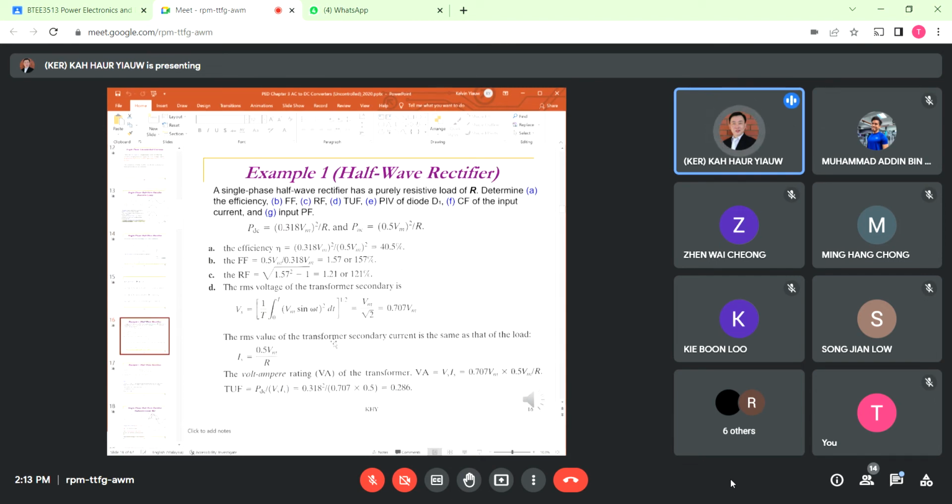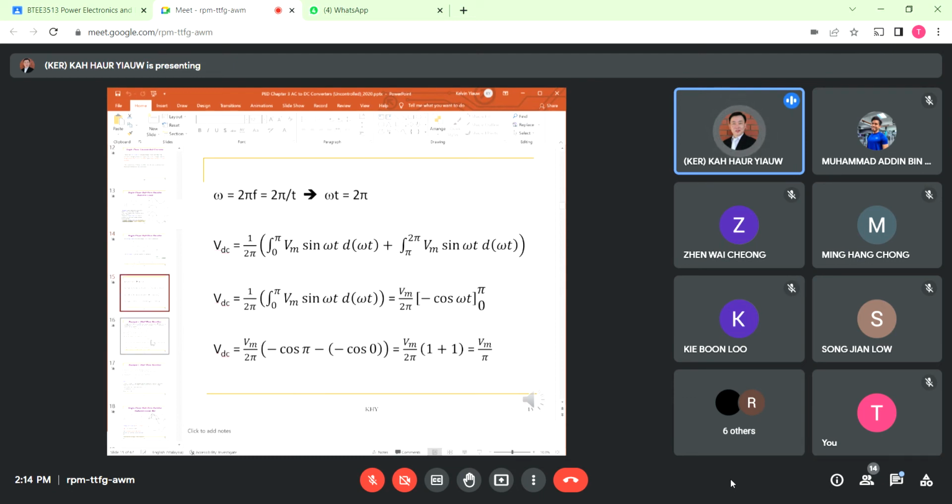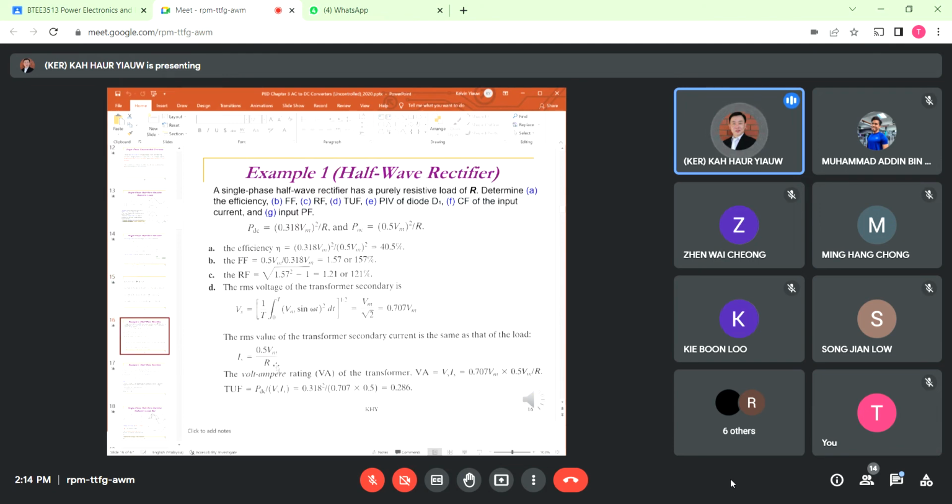Okay, then again, for the transformer secondary current, the IS actually follows the load current. So your load current, based on the calculation, will give you equal to 0.5 VM over R. So it will also follow this one, because current is in series. So your IS, which is your transformer secondary current, the supply current, is similar to your output current.